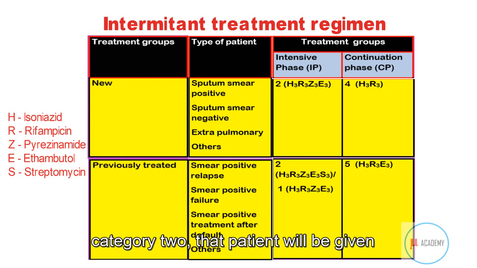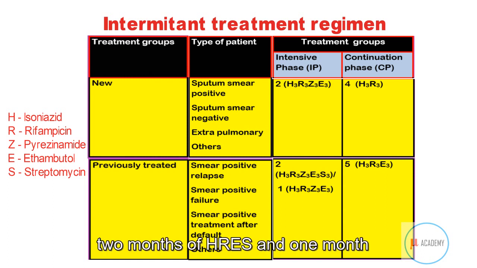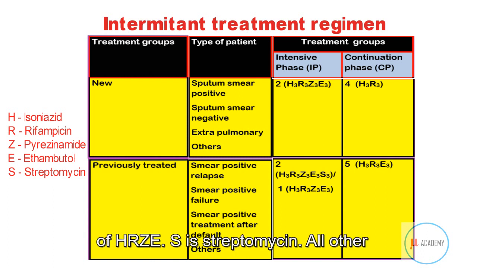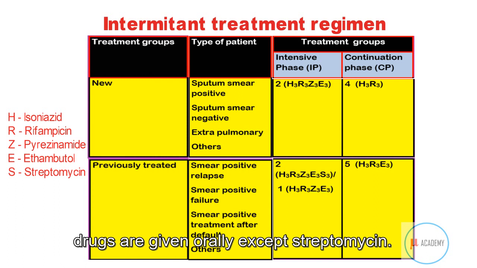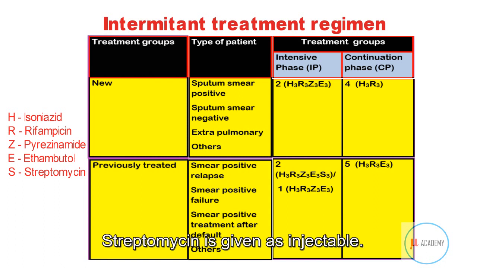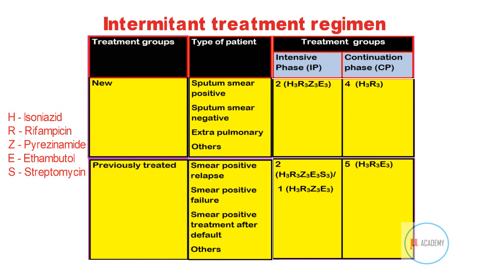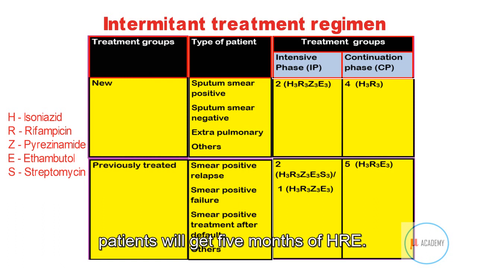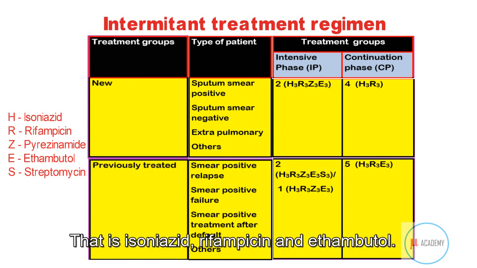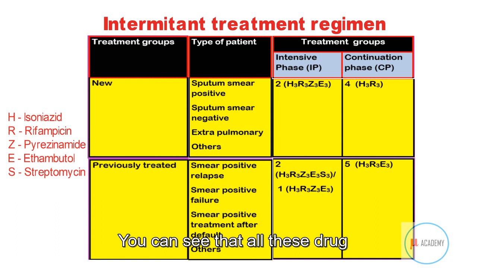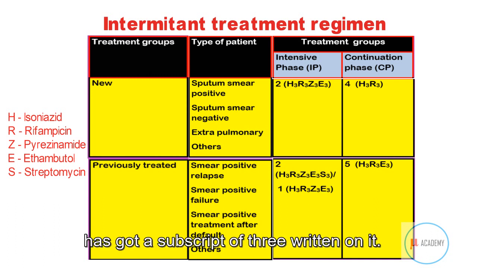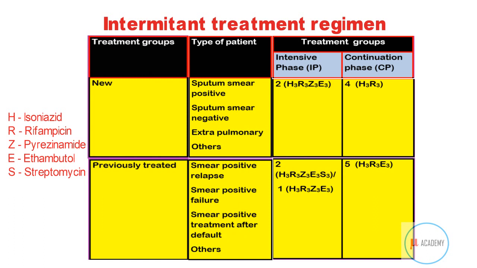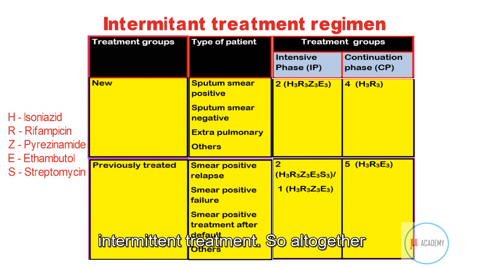If the patient is category 2, that patient will be given 2 months of HRZES and 1 month of HRZE. S is streptomycin. All other drugs are given orally except streptomycin, which is given as an injectable. After 3 months of intensive phase, this patient will be put on the continuation phase. In the continuation phase, these patients will get 5 months of HRE, that is isoniazid, rifampicin and ethambutol. You can see that all these drugs have a subscript of 3 written on them. This means that these TB patients will get all these drugs in a thrice weekly manner. This is called an intermittent regimen.